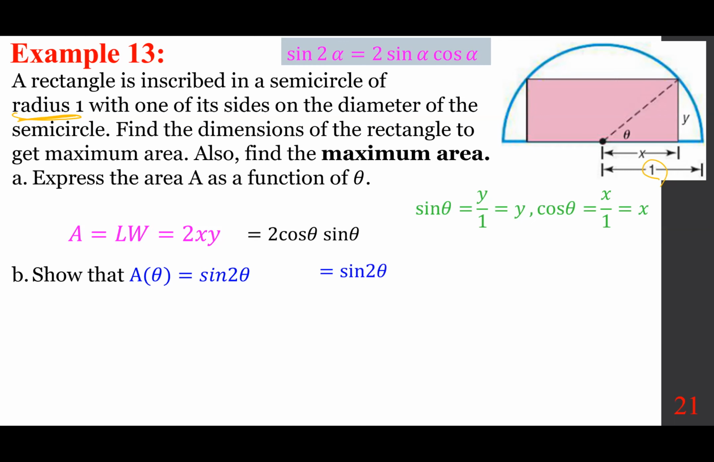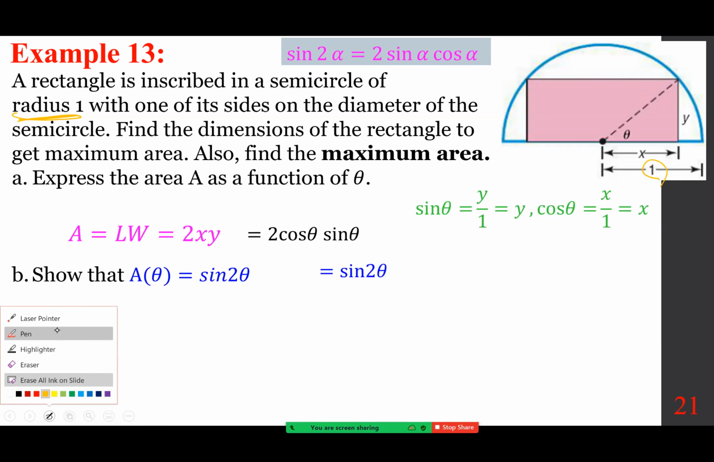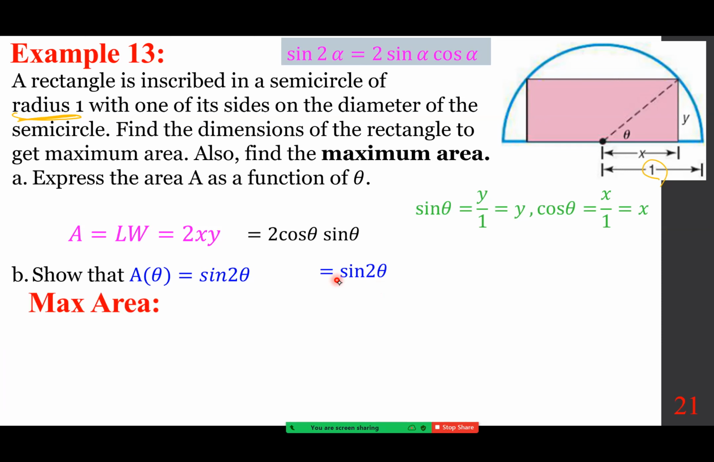The maximum occurs when sine is maximized. And sine is maximized when it's equal to 1. When would it be equal to 1? When the angle is pi over 2, when 2 theta is pi over 2. And that means theta must be pi over 4, or 45 degrees.